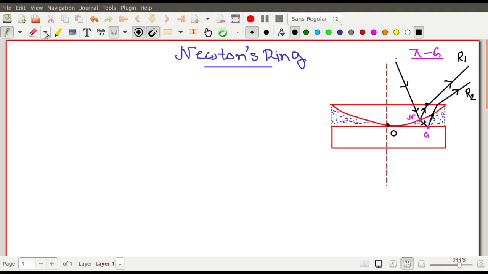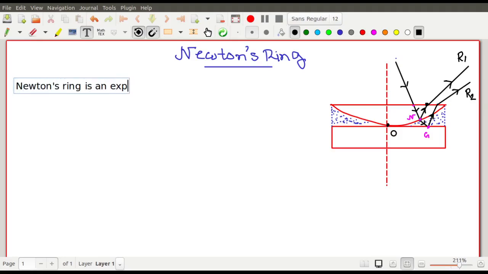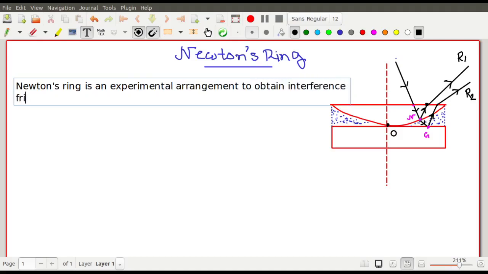Let me write something about this for your convenience, so you can read it directly from the book. Newton's ring is an experimental arrangement to obtain interference fringes by thin film.